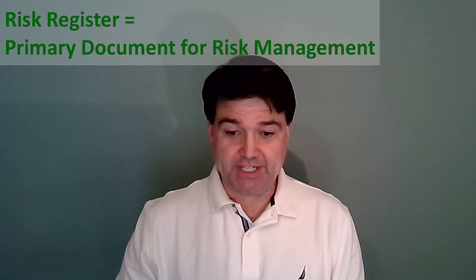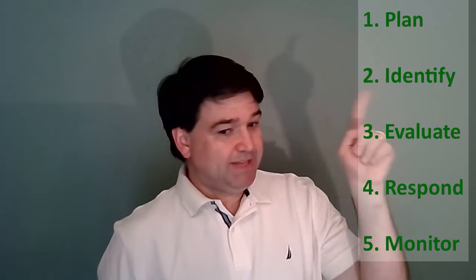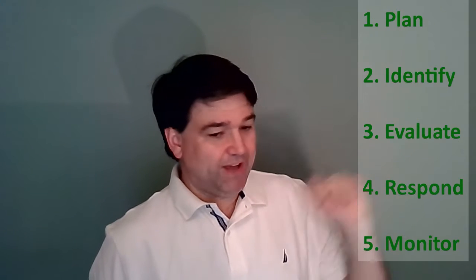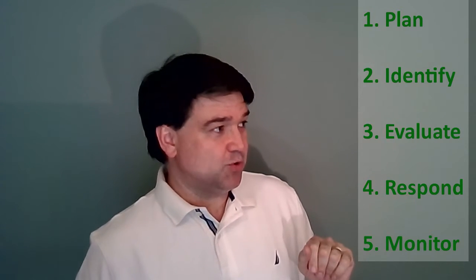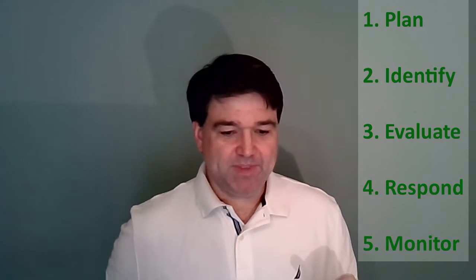The risk register is your primary document for risk management on your capital project. I'm going to explain it in two posts. First, I'm going to talk you through it, and in the second post, I'll actually show you what mine typically looks like. So the first thing we need to understand is that risk management has 5 steps: risk planning, identification, evaluation, response planning, and monitor and control or implementation.